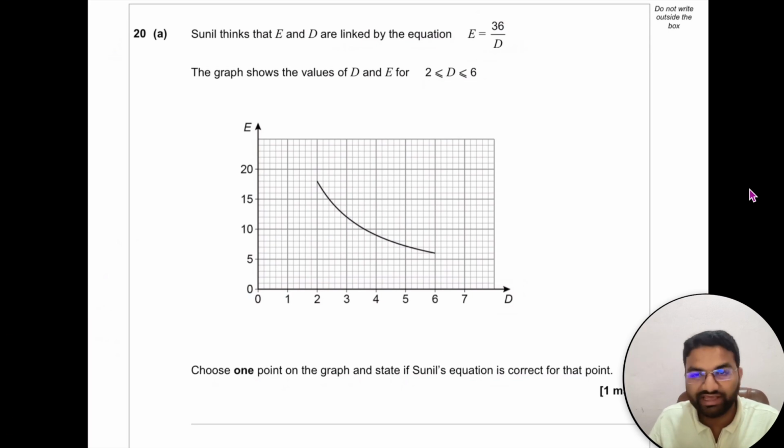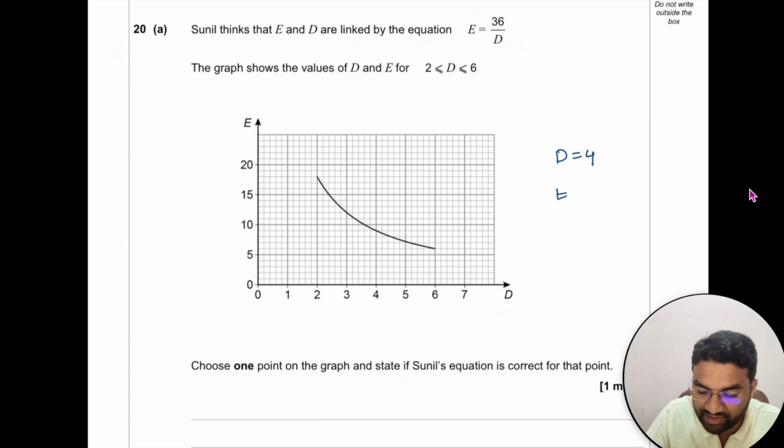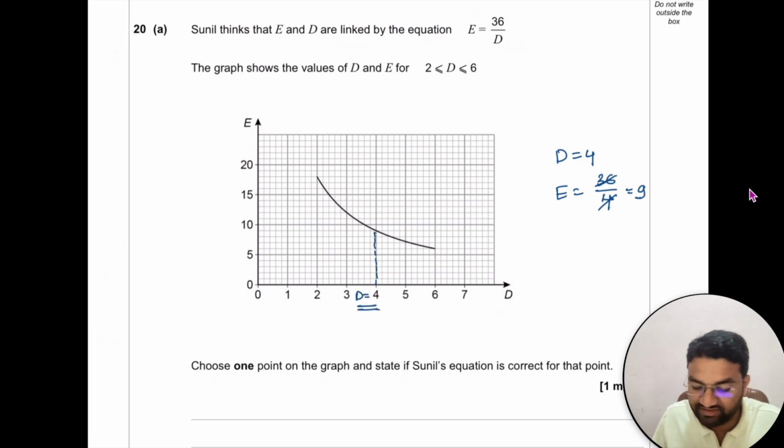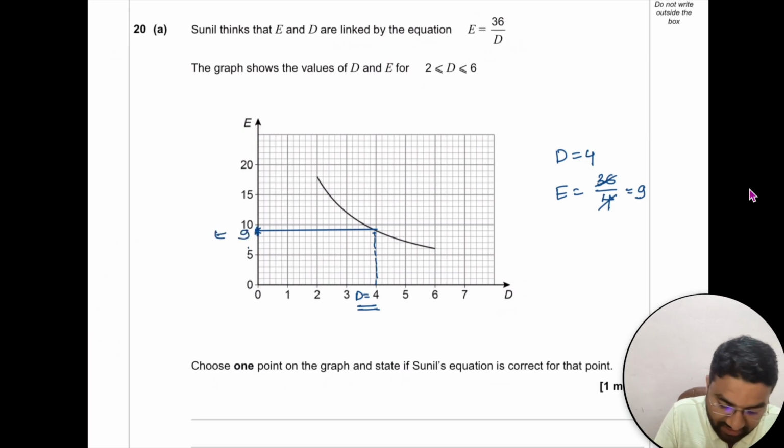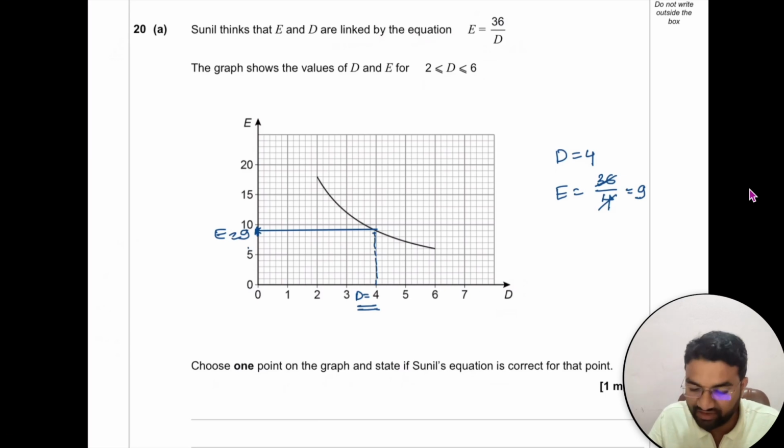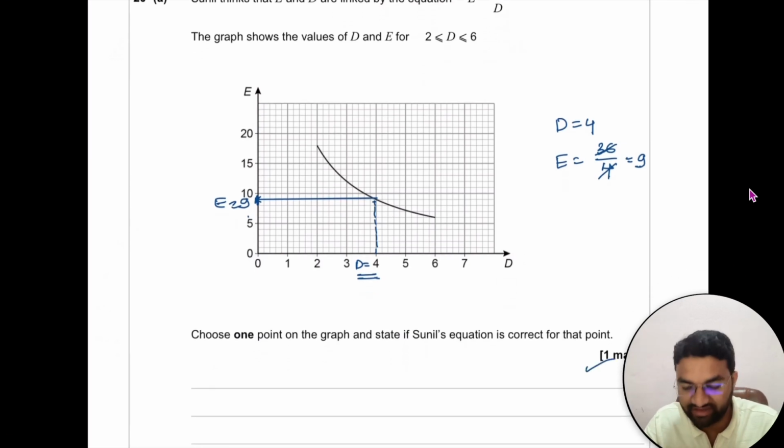So here we can choose any point, and choose as simple as possible. Let's say D is equal to 4, and if you substitute in the given equation, E is equal to 36 over 4, which is equal to 9. We will check on the graph too. D is equal to 4 over here, so you can just draw a simple line like this, and you will get E, meaning the y-axis, is equal to 9. That is what we are getting. And this is just a 1 mark question, so you have to represent it on the graph.